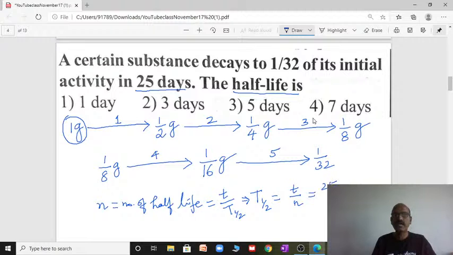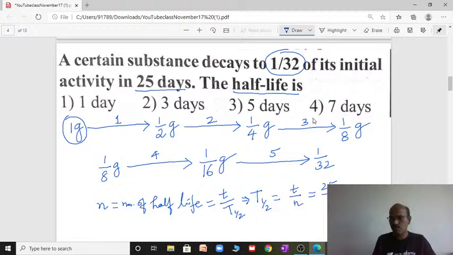By the number of half-lives. The question is, a certain substance decays to 1 by 32 of its activity in 25 days. We don't know how much of the substance there is, that's why we took 1 gram. After the first half-life it becomes 1 by 2 gram. Second half-life, 1 by 4 gram.